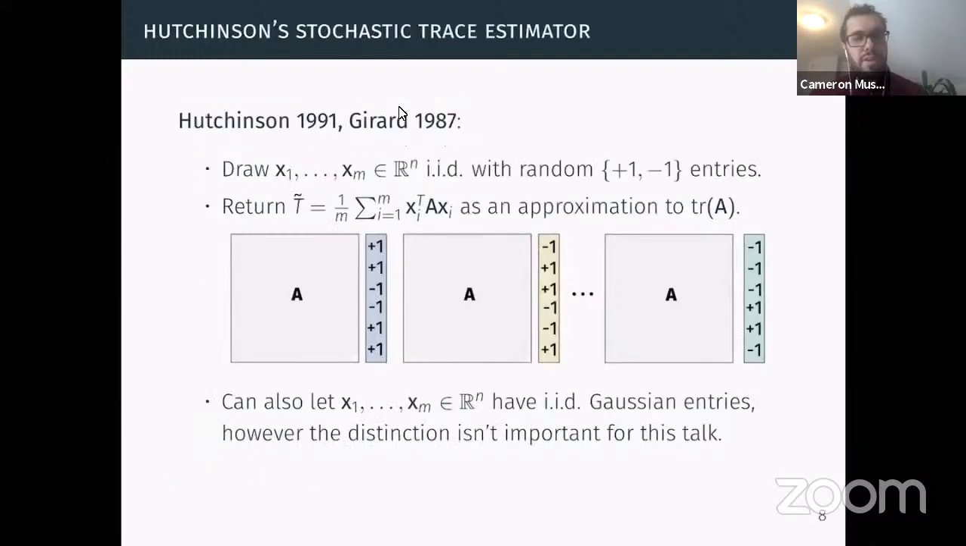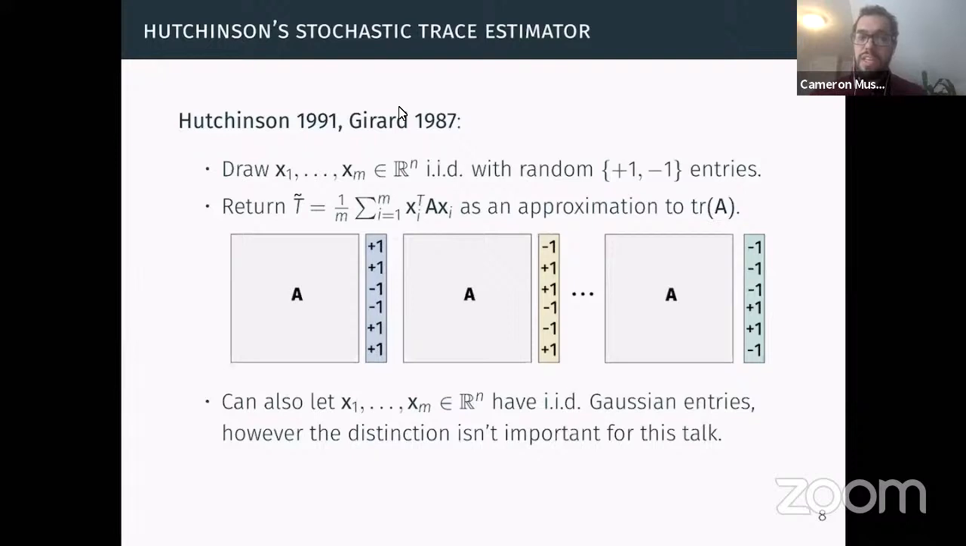So now let me bring up the algorithm that this whole paper is based on. It's by far the most used method for matrix-free trace estimation. It's called Hutchinson's method, or Hutchinson's stochastic trace estimator, which was introduced by Hutchinson in 1991, but I think also independently introduced by Girard in 1987. This is a really simple way of estimating the trace of a matrix.